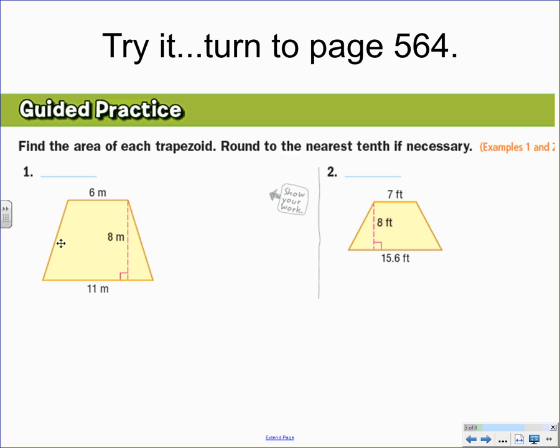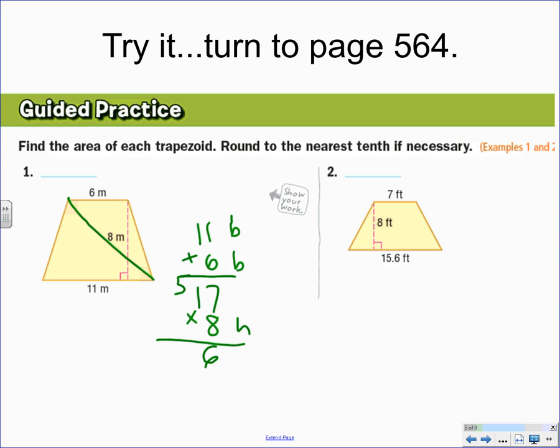All right, remember, you could even make this into 2 triangles if you wanted. Base plus base, 11 plus 6 is 17, times the height. So that's base plus base times the height. 8 times 7 is 56. 8 times 1 is 8, 9, 10, 11, 12, 13. And one more step. Divide by 2. Half of 136. 68 meters squared.